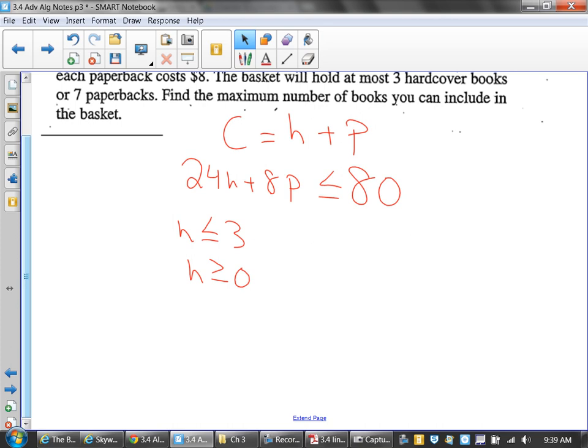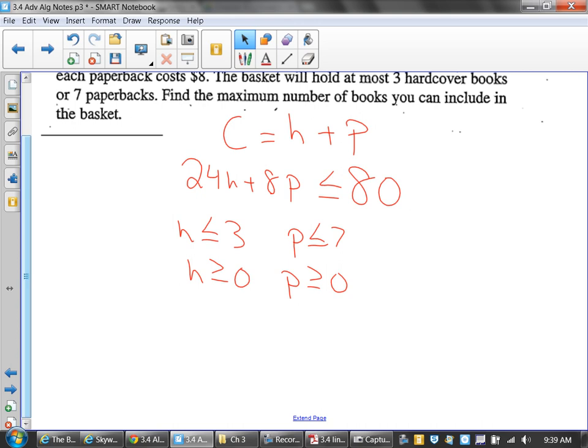All right. Same thing with the paperback. I can have at most 7. So the paperback has to be less than or equal to 7. But once again, can I have a negative value of paperback books? You may not. You just made a constraint problem. It's not as bad as it looks, is it? I would have never gotten that.